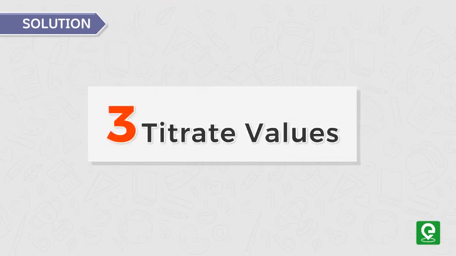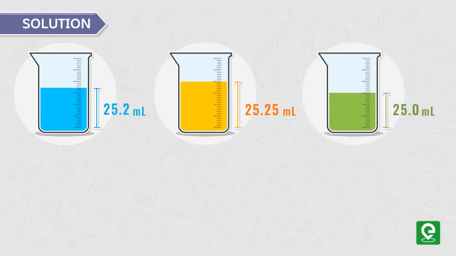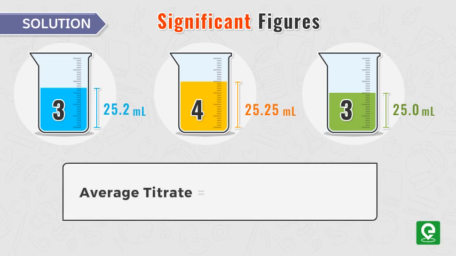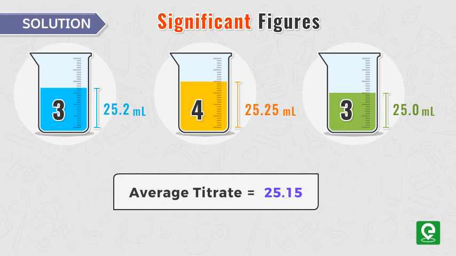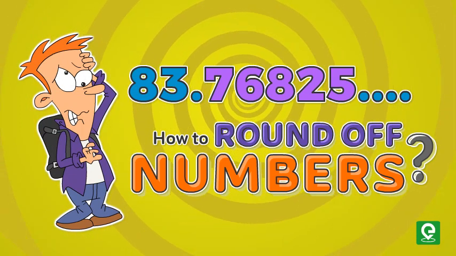Solution. We are given three titrate values: 25.2 ml, 25.25 ml and 25.0 ml. The number of significant figures in each of these measurements are 3, 4 and 3 respectively. The average titrate value is (25.2 + 25.25 + 25.0) / 3, which is equal to 25.15. Since the lowest number of significant figures among the measured values is 3, therefore, the number of significant figures in the average value will also be equal to 3. Hence, we will round off the average titrate value to 25.2 ml. Watch our video on rounding off numbers to learn more about it.